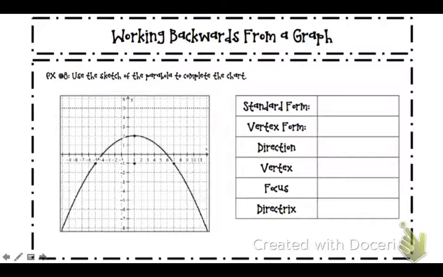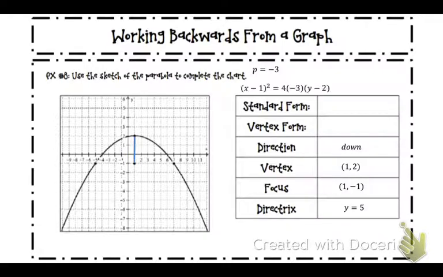So here we're going to use the sketch of the parabola to complete the chart. So let's start with, this is opening down, which means that this is going to be a y equals and a -x. My vertex is at 1, 2. My focus is at 1, -1. And my directrix is at y equals 5. Okay? That distance right there will give me my p. That's p. So p equals -3 because I went down 3.